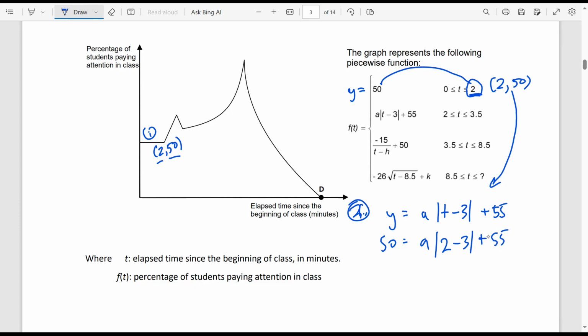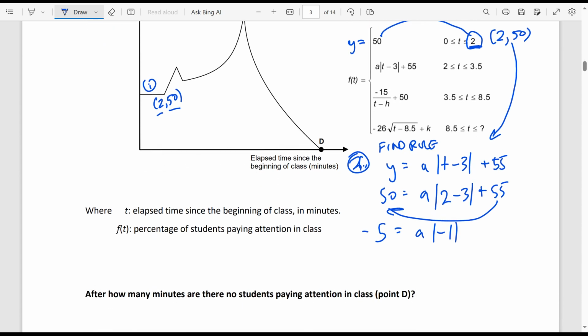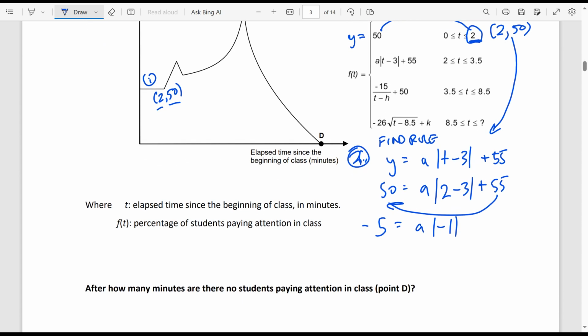So I need to find the rule, right? So step 2, find rule. Okay, so bring the 55 over. Negative 5 is equal to a times negative 1. So, gentlemen that didn't see this one before, now if I want to use that negative 1, it just becomes a positive 1. So a is equal to negative 5.